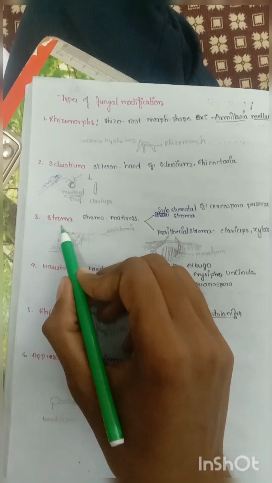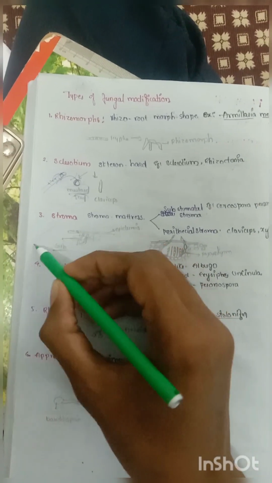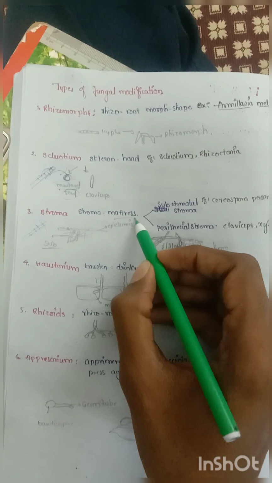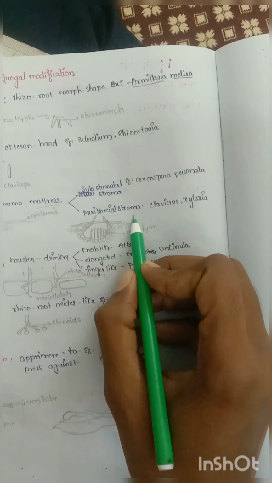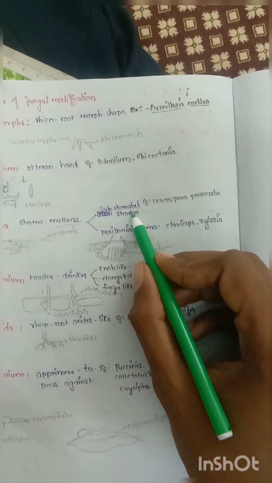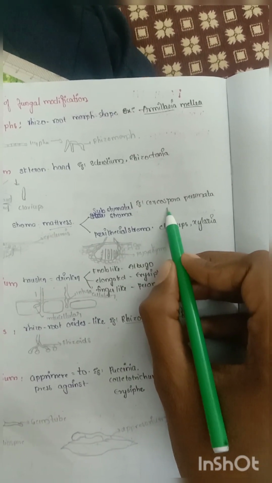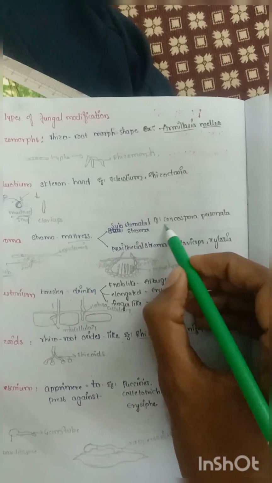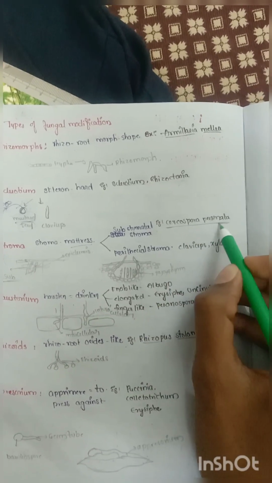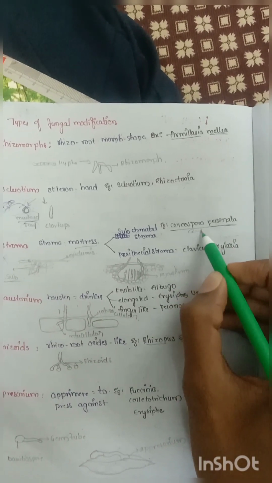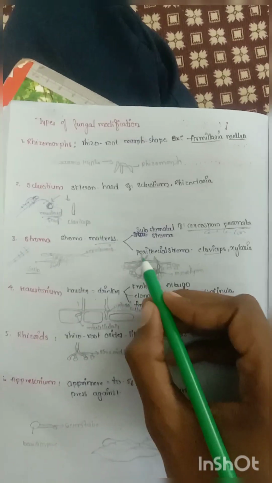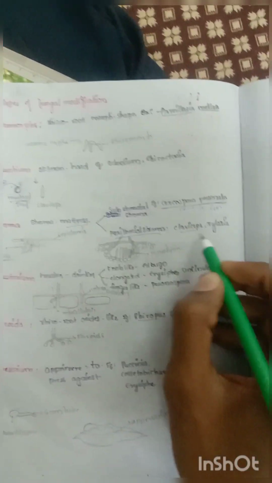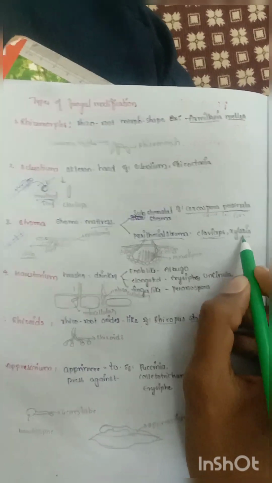And stroma. Stroma is nothing but a matrix of tissues, and it is of two types, substomatal stroma and perithecial stroma. Examples for the substomatal stroma are Cercospora personata, which causes early leaf spot in the groundnut, and for the perithecial stroma, Claviceps and Xylaria are examples.